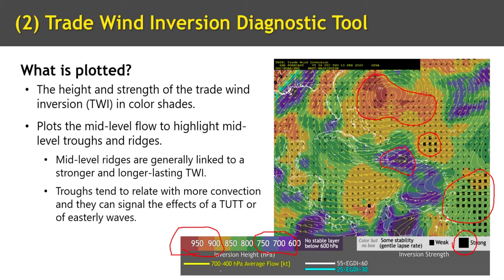Something else that we have on these charts is the mid-level flow. We have it here, right? Yeah, the 700 to 400 hectopascal flow. That helps us to visualize where the mid-level ridges and the mid-level troughs are located. And these are very important for the modulation of convection, especially in the tropics.